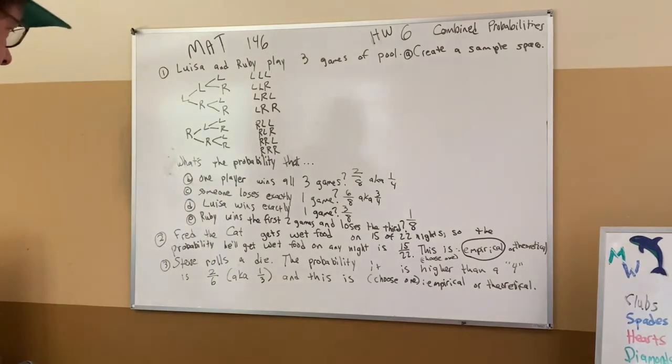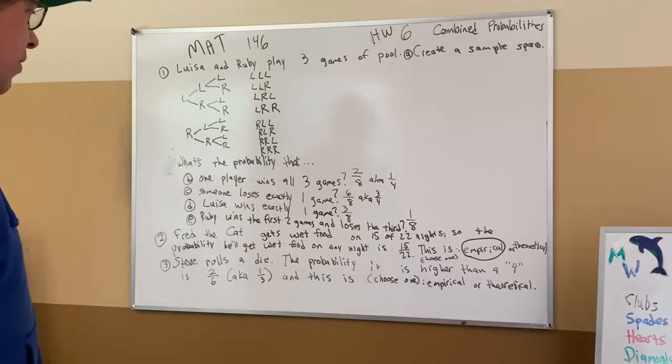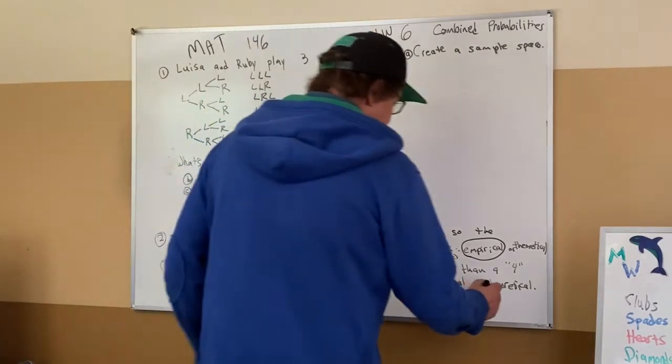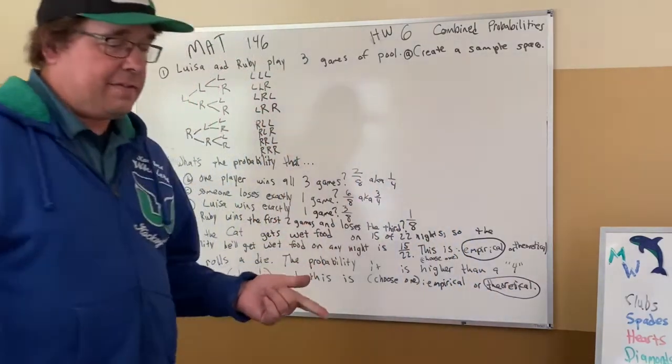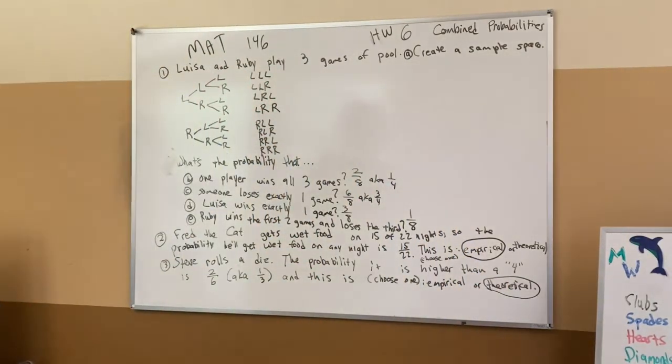That's empirical. Steve rolls a die. The probability that it is higher than a 4 is 2 out of 6, also known as 1/3. This is choose one, empirical or theoretical. If someone other than Steve does it, it's going to be the same because the die still has 6 sides. 2 of those 6, the 5 and the 6, are larger than 4. So that's going to be theoretical.